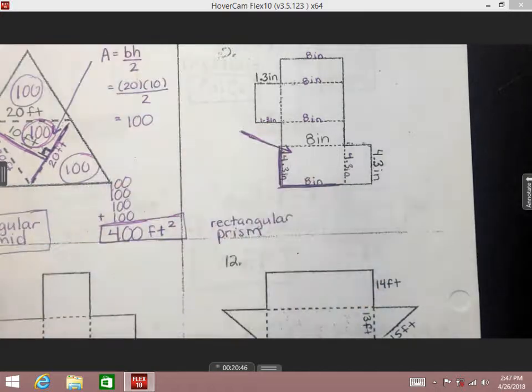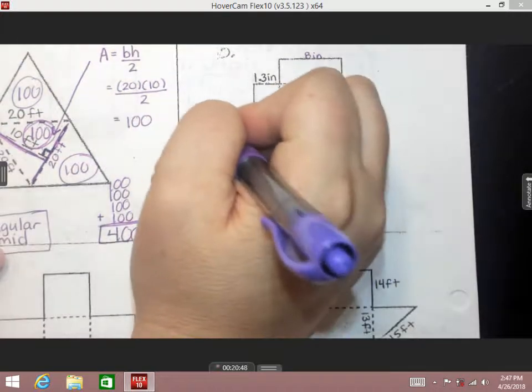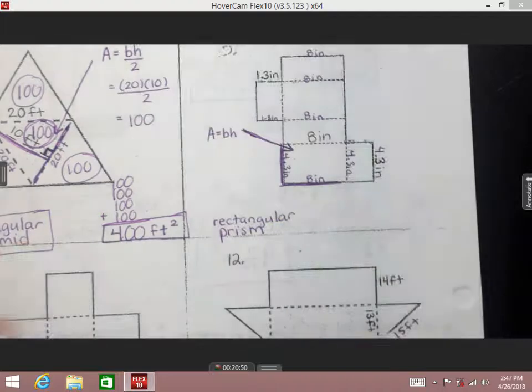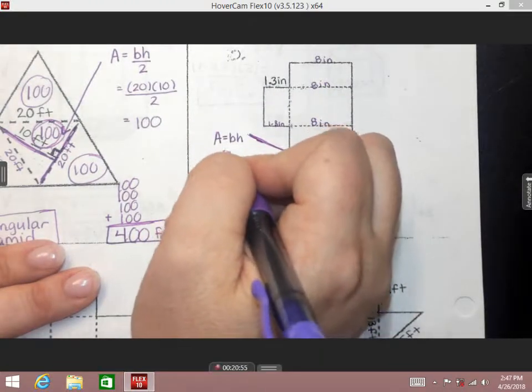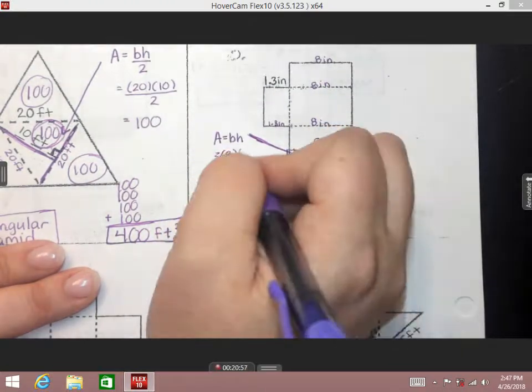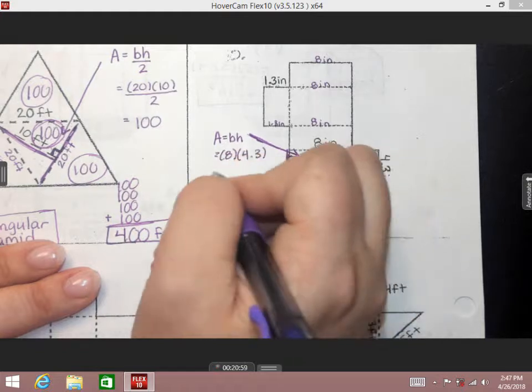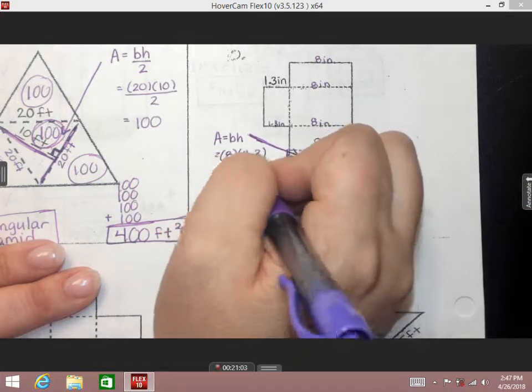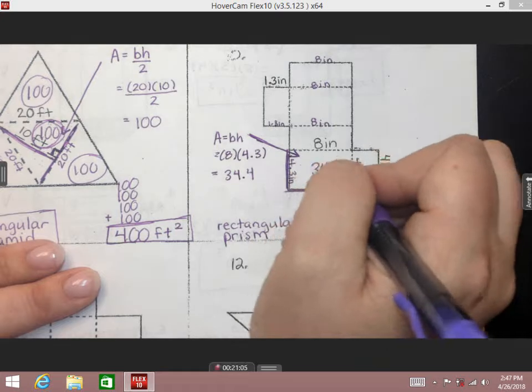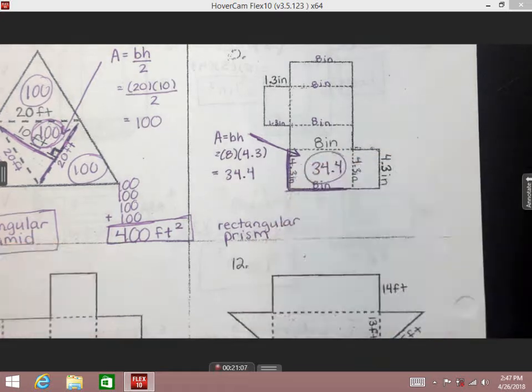The area of a rectangle is A equals BH. The base of that rectangle was 8. The height of that rectangle is 4.3. When I multiply those two together, I get 34.4. And I'm going to go ahead and write that in here because I know that measurement.